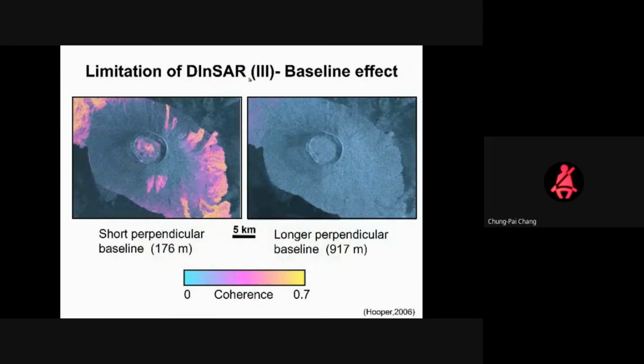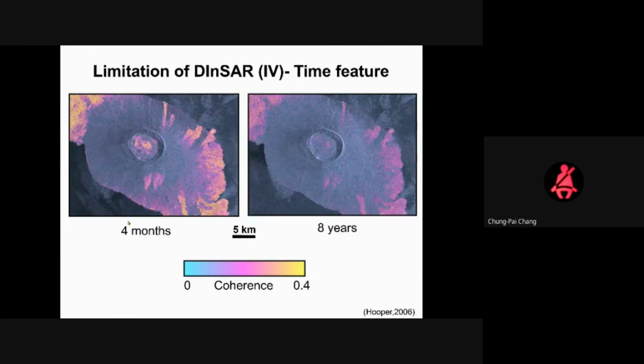And the other is time. No, this one is the perpendicular baseline. If the baseline is too long, the coherence will be too low, and then you cannot generate a good result. And the other one is time. For 4 months, the coherence is still good, but for images with a time interval of 8 years, you can see the result is very bad.